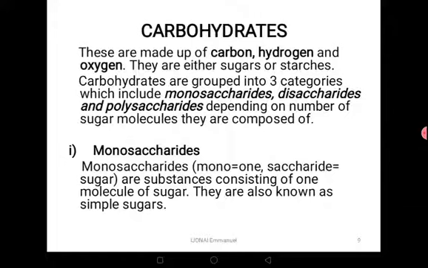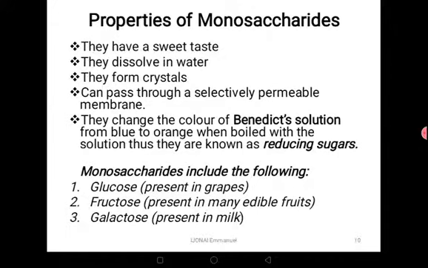So let's start with the first category of carbohydrate, monosaccharides. And the word mono means 1, and saccharide means sugar. So it simply means these monosaccharides consist of 1 molecule of sugar. And they are also called simple sugars. Of course, they just contain 1 sugar molecule. So their structures are very simple. So let's look at their properties. Being simple sugars, what would you expect from the monosaccharides?